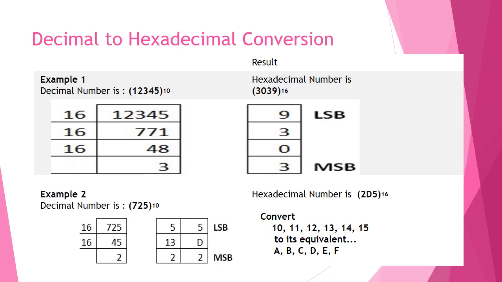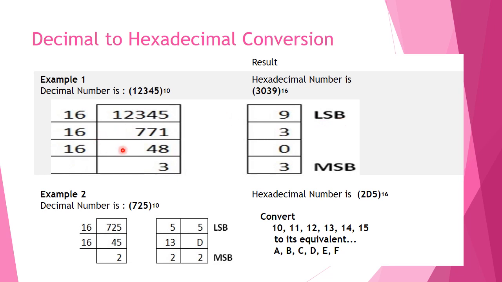So now here, again I am taking a simple example. The decimal number is 1 2 3 4 5, and the base is 10. We need to convert this into hexadecimal. Hexadecimal has the base 16. So we are dividing this number by 16. When we divide 1 2 3 4 5 by 16, we get the remainder 9, and this is the first remainder. So that is why it is the least significant bit.